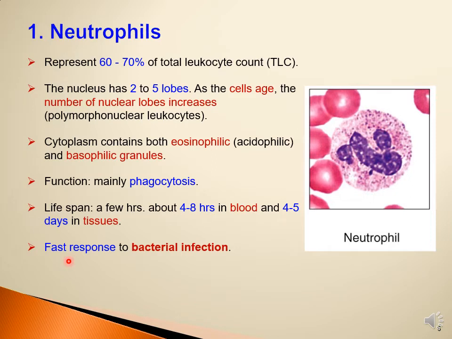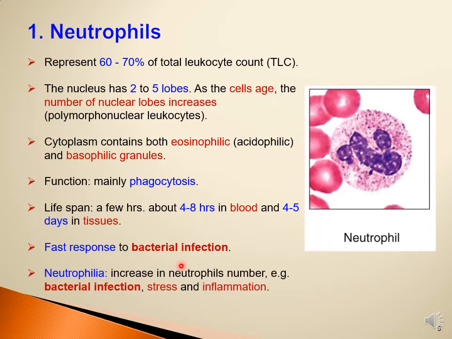They are considered fast responders to bacterial infection. These are the first cells that arrive at the site of bacterial infection. So they are the first defenders, and they are phagocytes. So they are the first line of defense against any bacterial infection. And this should always be remembered when we talk about neutrophils. Neutrophilia is a term used to describe an increase in the number of neutrophils, and this happens, of course, in bacterial infection, in different types of stress, and also during inflammation.